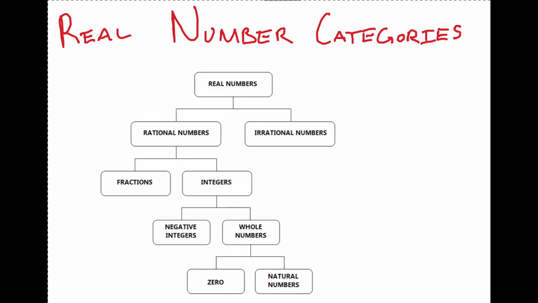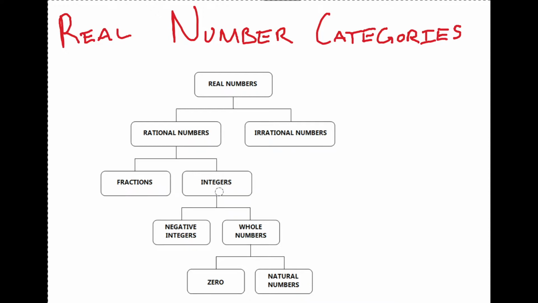In case that last diagram wasn't clear for you, I think this one might be a little bit clearer. These are all the different categories of real numbers. Real numbers are either rational or irrational. If it's irrational, that's it, there are no other subcategories. But if it's a rational number, it can be broken up into either a fraction or an integer. If it's a fraction, you're done.